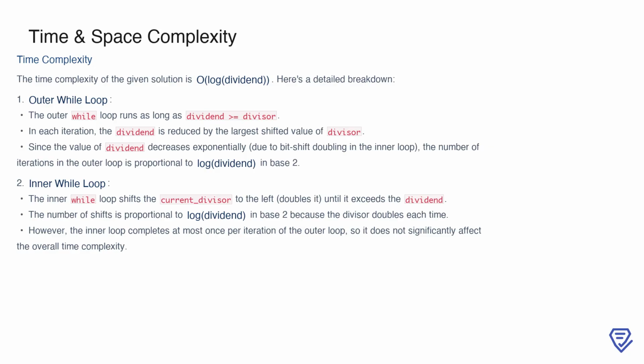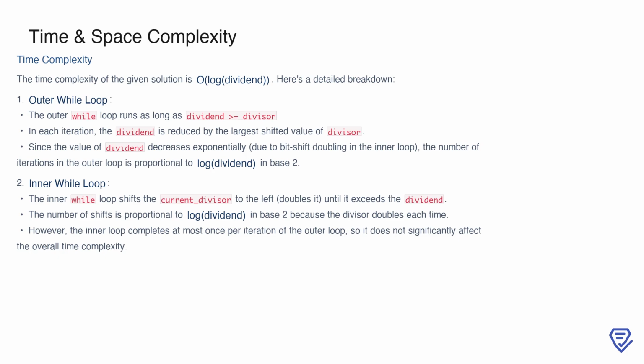The time complexity of the solution can be understood by analyzing the two loops involved. First, the outer while loop continues executing as long as the dividend is greater than or equal to the divisor. In each iteration, the algorithm reduces the dividend by the largest shifted value of the divisor, which is determined using the inner loop. Since the dividend is reduced exponentially due to the doubling effect of bit shifts, the number of iterations in this loop is proportional to the logarithm of the dividend, specifically log dividend, in base 2.